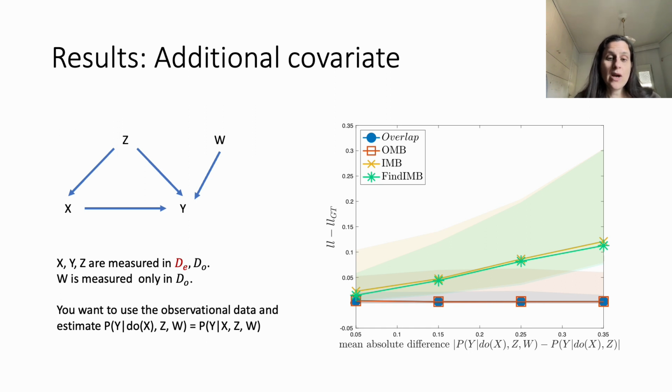And here the X-axis is essentially the difference in the distributions if we include W versus if we don't include W, and the Y-axis is the difference in log likelihoods. So here again lower is better, and here we can see that using the observational data performs best, and our method also performs best. Using the experimental data and using the graphical method we cannot include W in these scenarios, so these perform worse as the difference in the distribution grows.